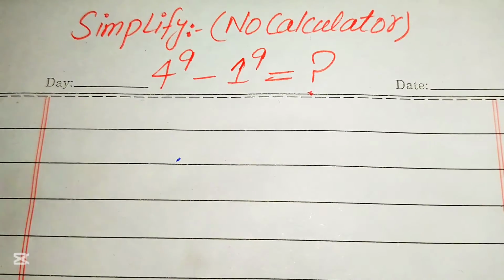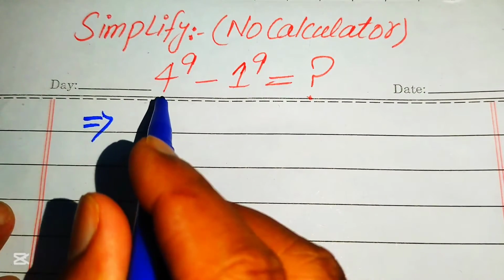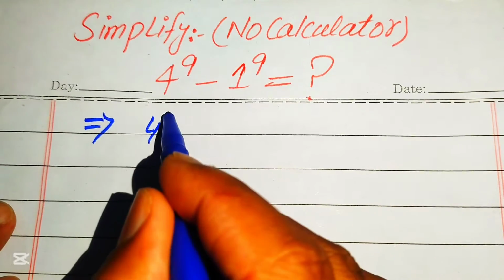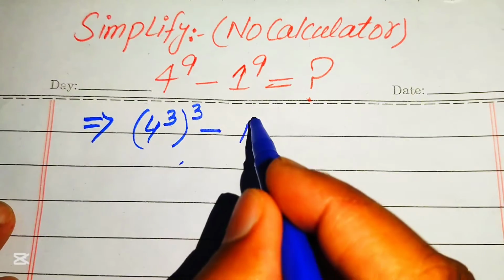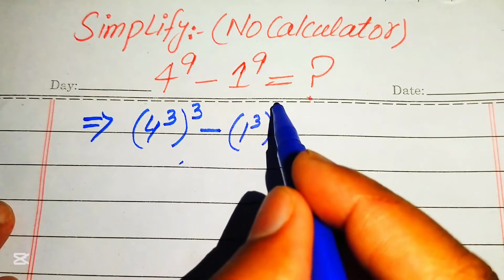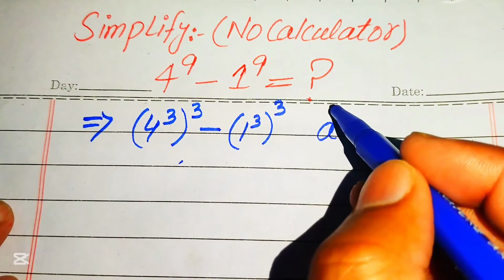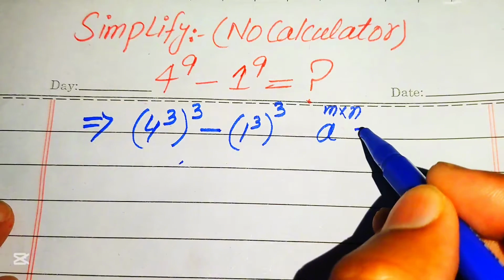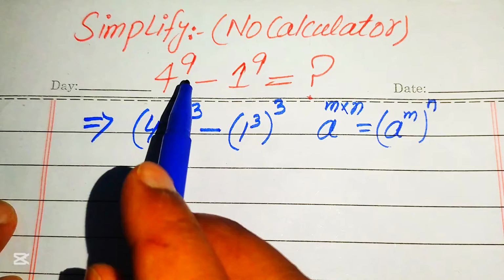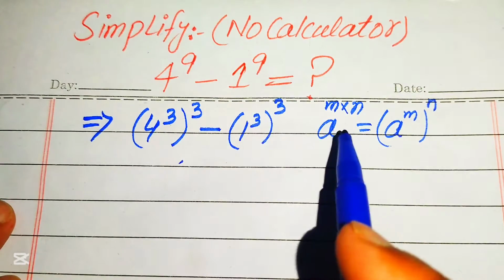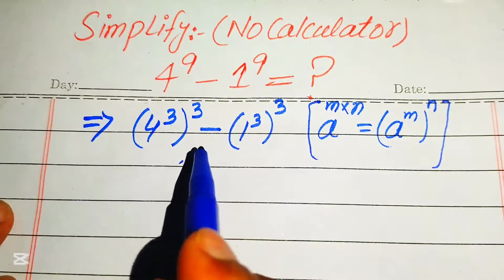For this we need to rewrite this algebraic expression in this form. This is 4 to the power of 9, and we write it as 4 cubed and its whole cubed, minus 1 to the power of 9, which we write as 1 cubed and its whole cubed. Here we can apply this nice exponent law. We know that a to the power of m multiplied by n is written as a to the power of m, to the power of n, because we first write this 9 as 3 multiplied by 3. After that we apply this exponent law and write our expression in this form.